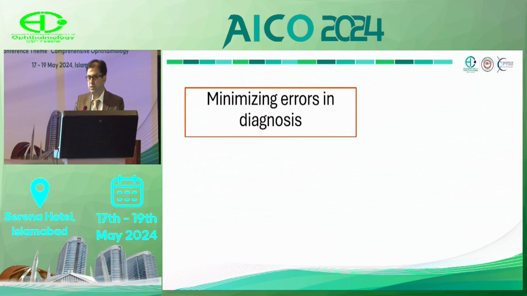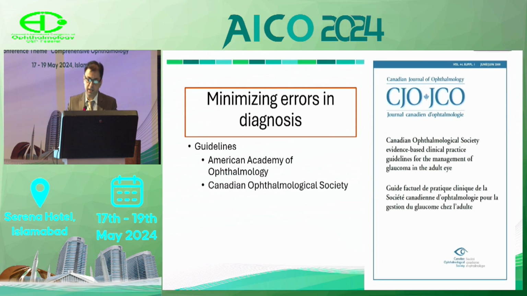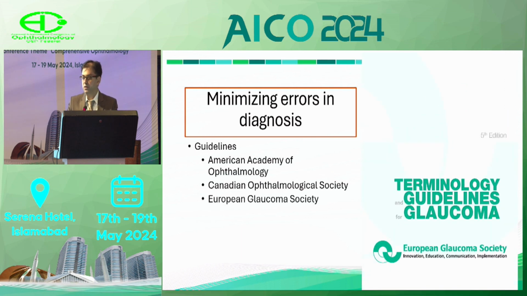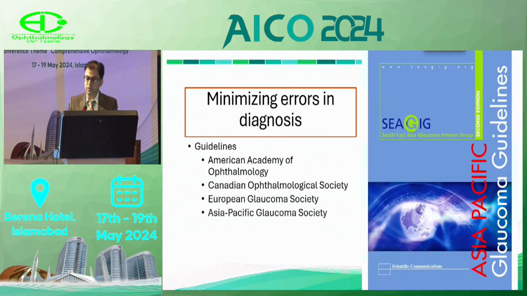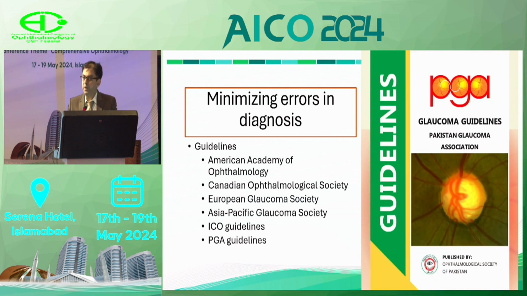To minimize those errors, glaucoma societies all over the world have developed a few guidelines. Like the American Academy of Ophthalmology, they have their own preferred practice patterns for primary open-angle glaucoma. Then we have the Canadian Ophthalmological Society guidelines for glaucoma diagnosis. Then the European Glaucoma Society, with their own guidelines. The Asia Pacific Glaucoma Society. These are a few of the ones which I'm going to mention. The AICO guidelines for glaucoma eye care. And in the end, the Pakistan Glaucoma Association guidelines, which they have recently updated.